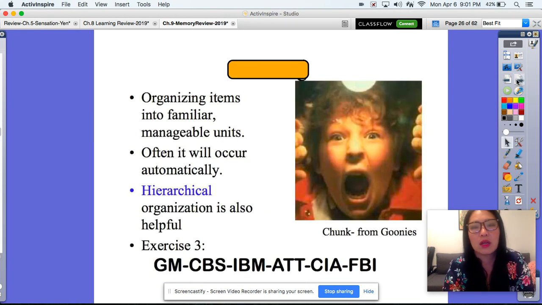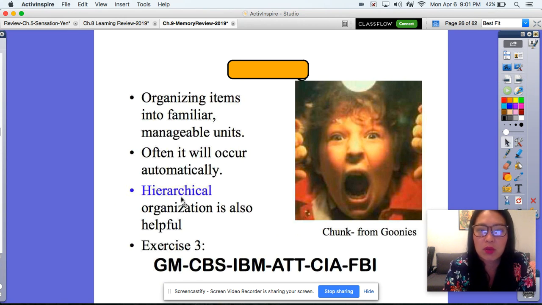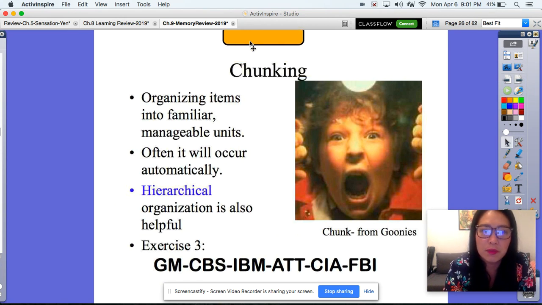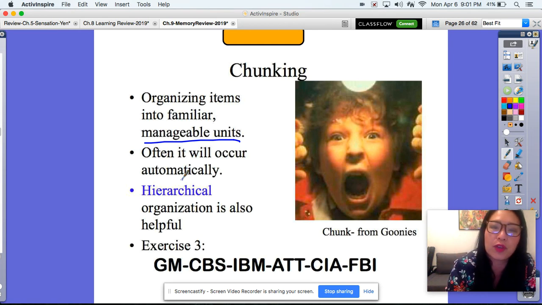Okay, this one, a lot of times you don't want to remember everything all at once. You want to essentially chunk them. So this is making them into more manageable units. Using hierarchies or headers or organization are all helpful ways to chunk info.